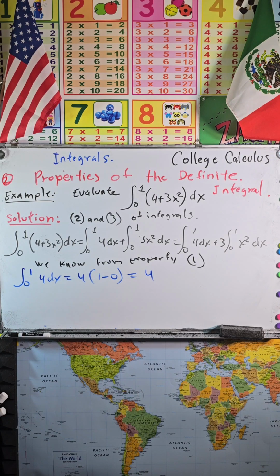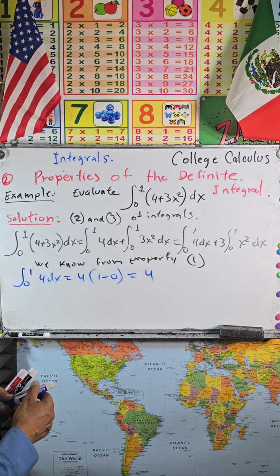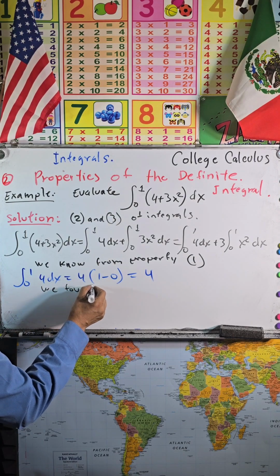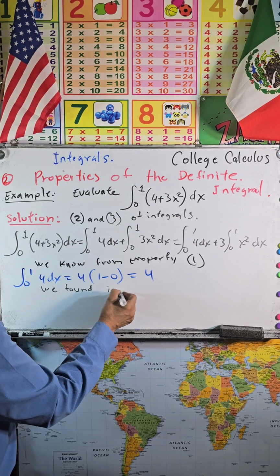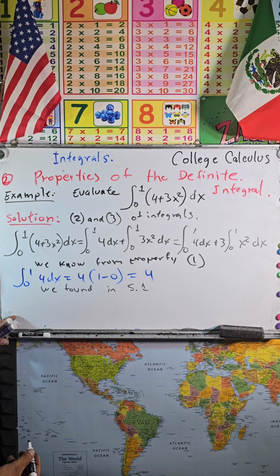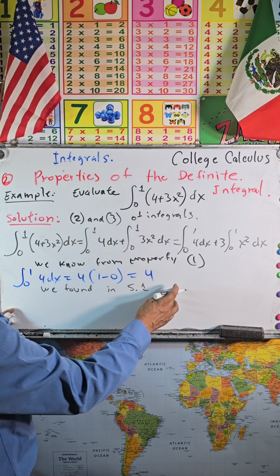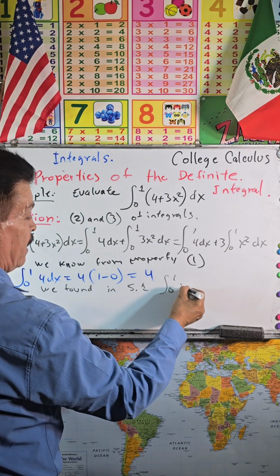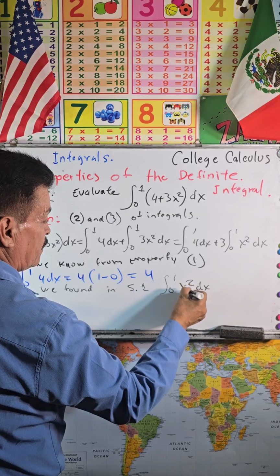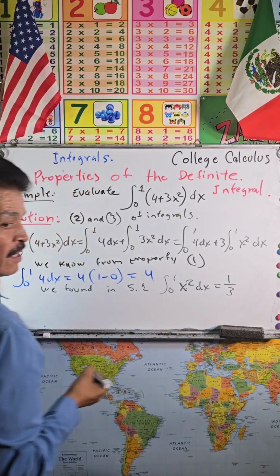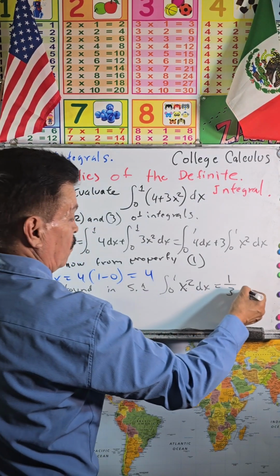So we found it here. And before that we have this: the integral from 0 to 1 of x to the second power differential x equals 1/3. So we found it before.